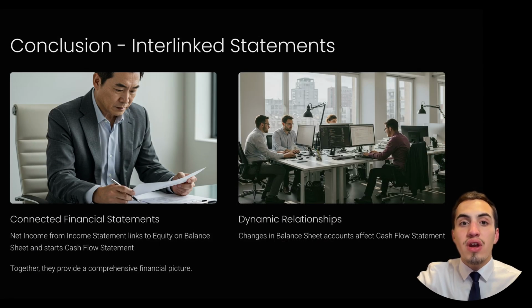Understanding how these 3 financial statements interlink provides a comprehensive view of a company's financial health, its position at a point in time, its performance over time, and its actual cash flow movements. In the next module, we'll use hypothetical data from Omaha Manufacturing, Inc. to calculate and interpret key financial ratios derived from these statements.